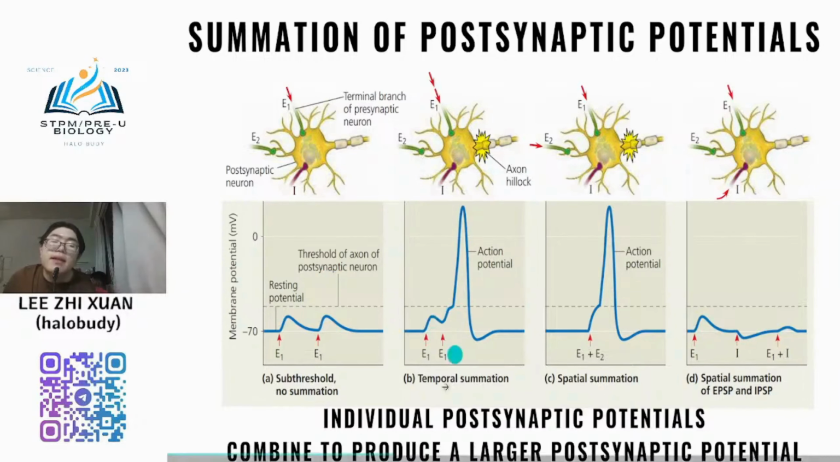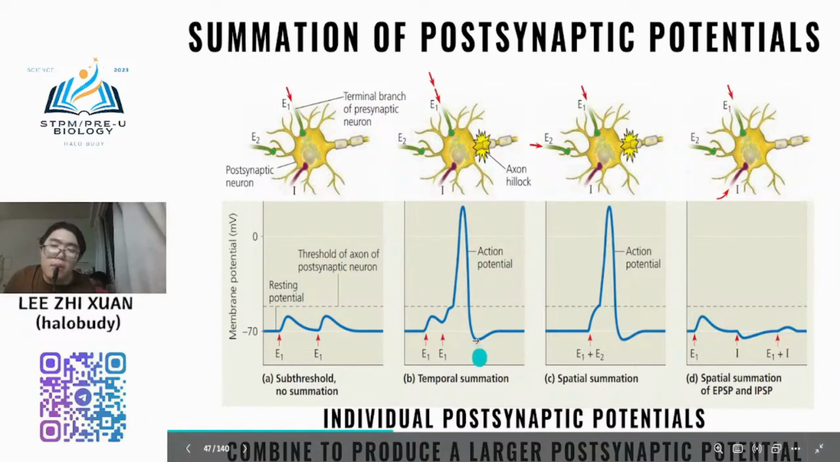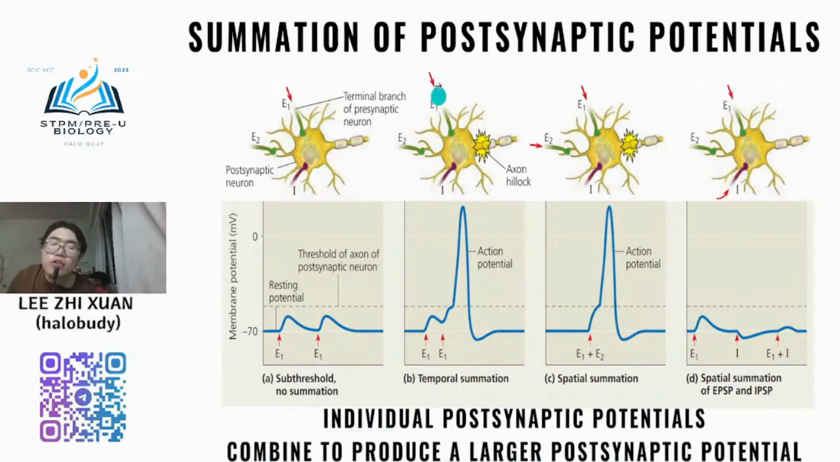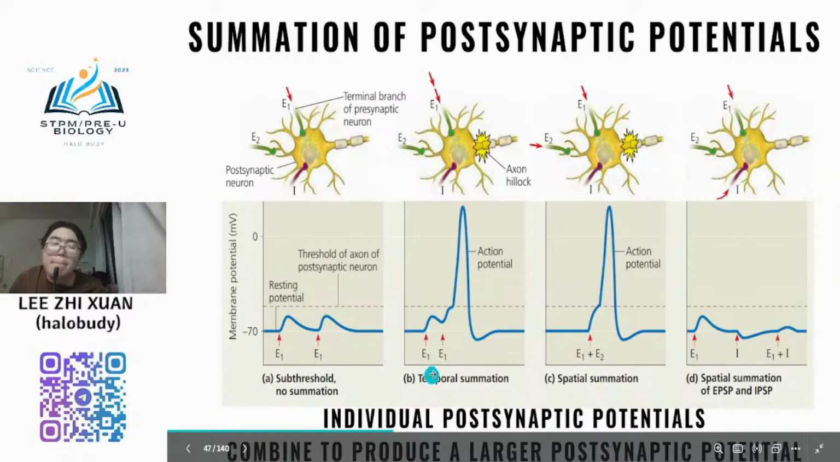Okay, but if there is temporal summation, meaning that there are two nerve impulses coming from the same synapse, and the gap between these two impulses is very short, so maybe 2 seconds, 1 second, or 0.5 seconds, very fast, so that they can combine together and reach the threshold level and trigger action potential. So this one we call temporal summation.